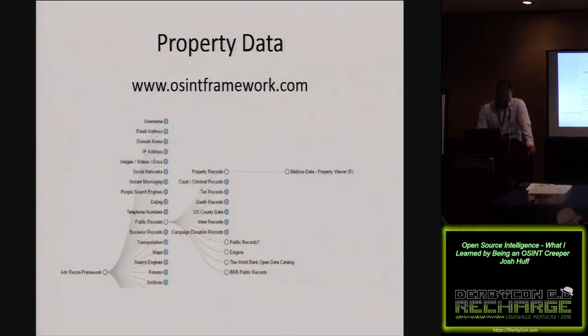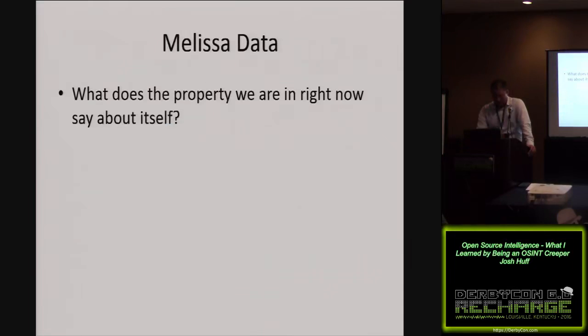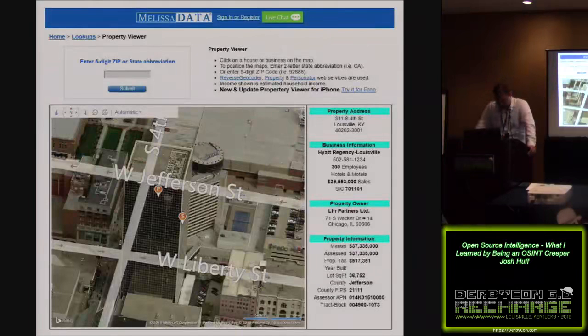Property data. This is coming off the OSINT Framework, Melissa Data website. It pulls public record for locations by map. So what's Melissa Data say about the property we're in right now? You get approximate number of employees, sales figures, SIC identification numbers for classification of the type of business. There's a contact phone number and information about the owners, plus a whole bunch of property information there. Highly recommend that you plug your own address into this and see where your starting points are if somebody finds your address and takes a look at what's on there.